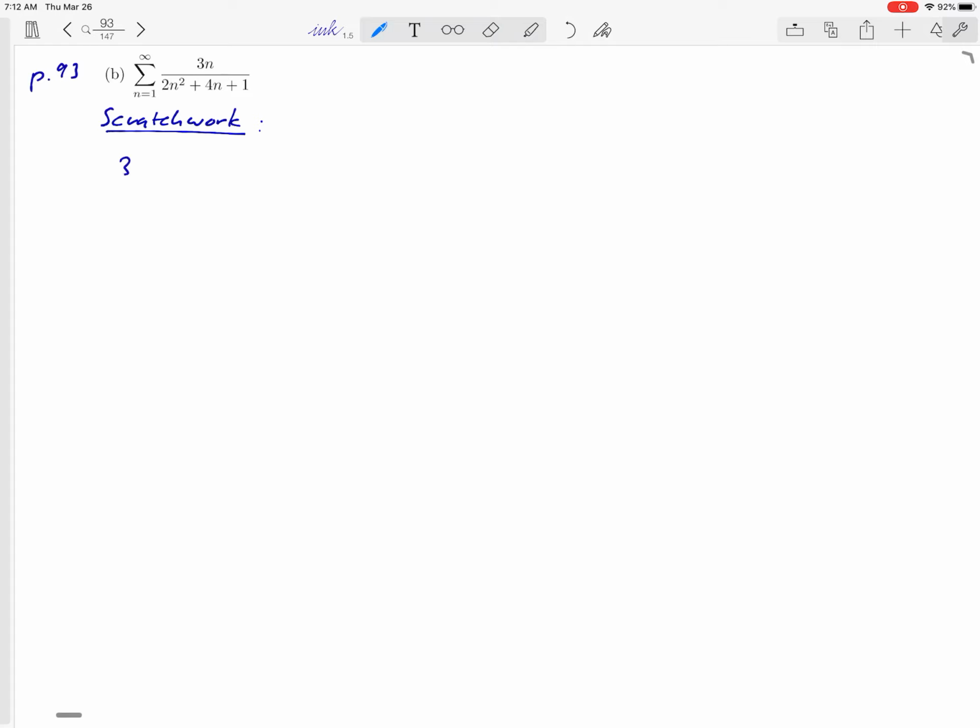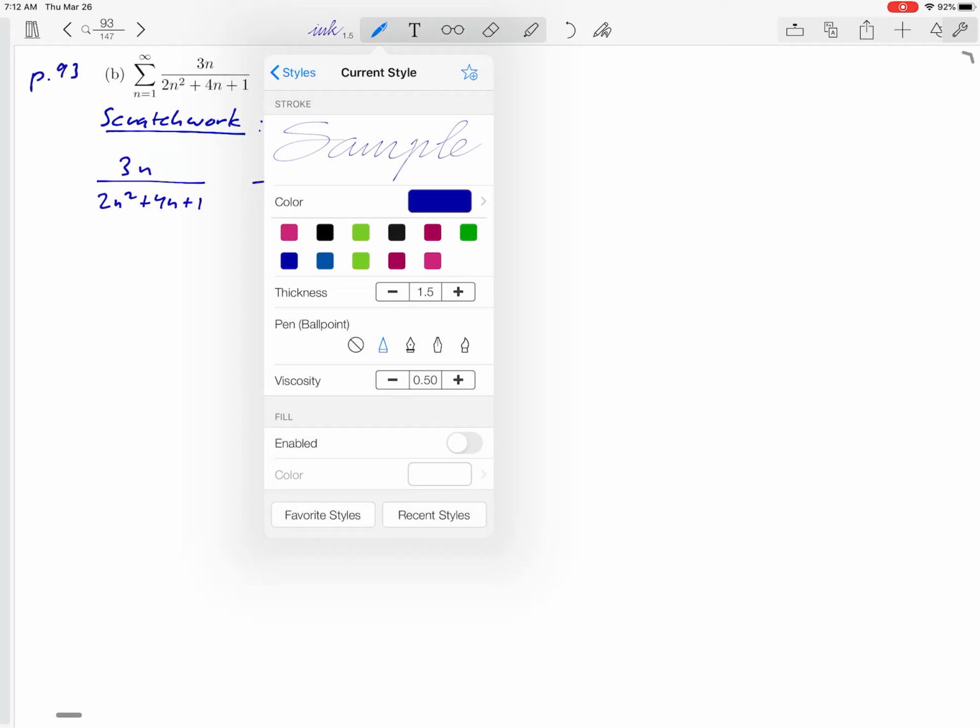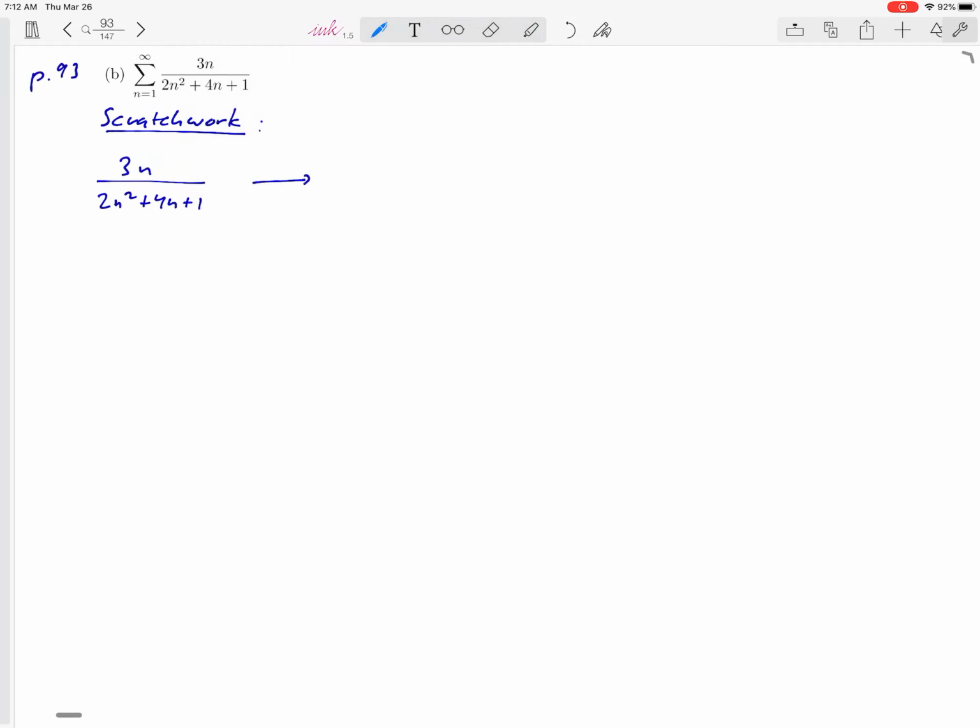by starting off doing a little scratch work here. So we'll start with the term in our series, 3n over 2n squared plus 4n plus 1. And the idea, again, is to take that somewhat complicated term in our series and see if we can find a simpler series that's related to it. And the idea is to just look at dominant terms again.